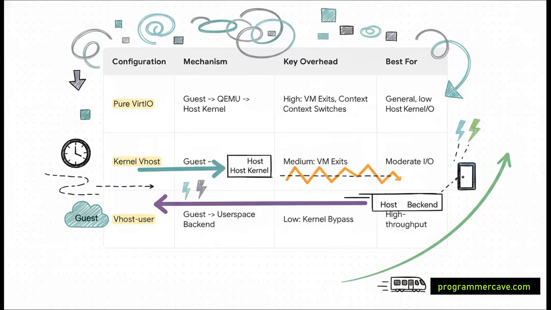But the real champion here is vhost user. With this setup, the packet bypasses the host kernel completely. It goes from a user space process on the host, like DPDK, directly into the VM's memory. This almost completely eliminates context switching, and it's the gold standard for any high-throughput workload.